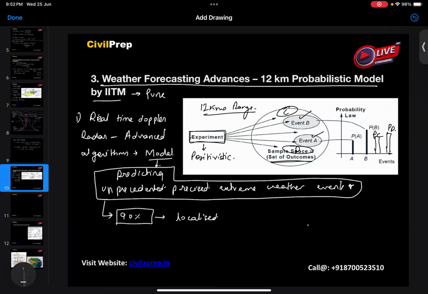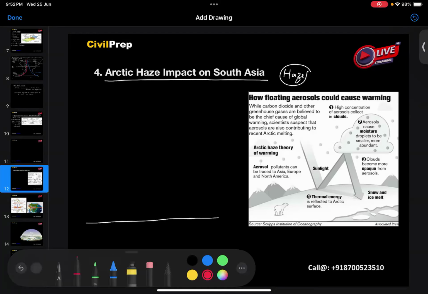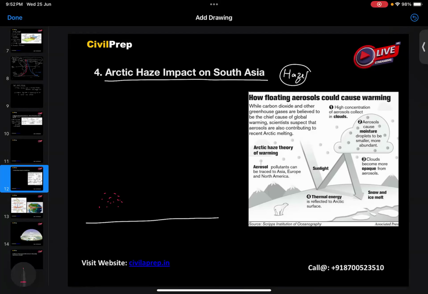Okay, now the next topic here is Arctic haze and its impact on South Asia. Now, what is a haze? This is the first question. If we look at clouds or at a certain region, we will see the presence of a certain amount of aerosols. There will be presence of SO2, NO2, CO, CO2, Hg (mercury), Pb (lead), then certain other ions, PM10, PM2.5 particles. So these aerosols are present in certain regions.